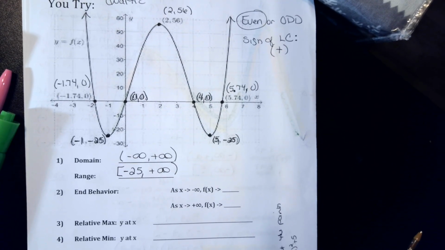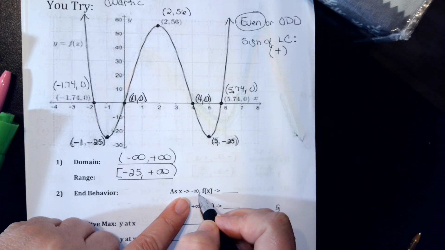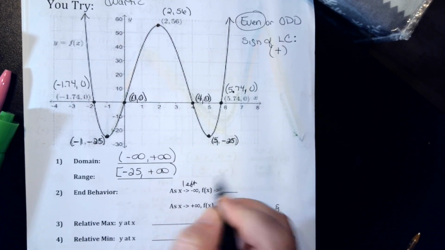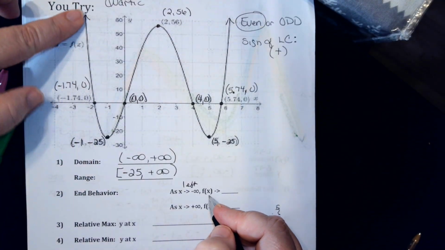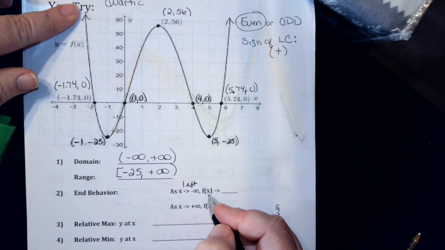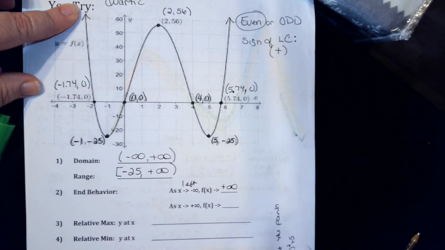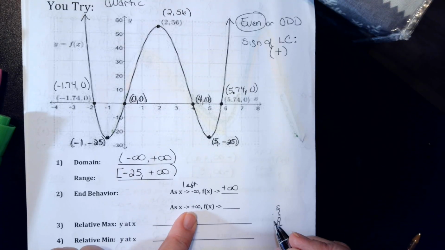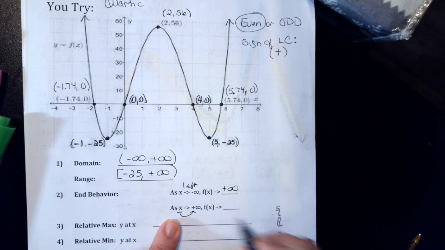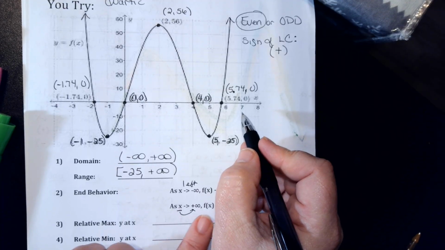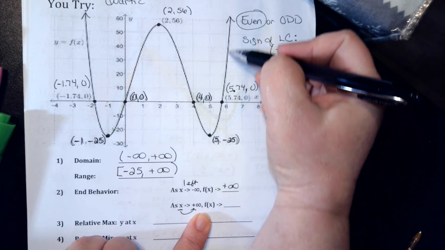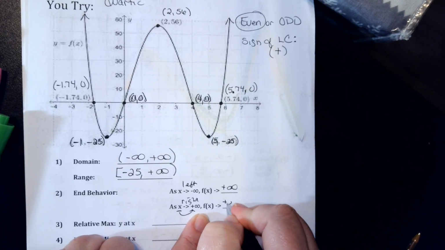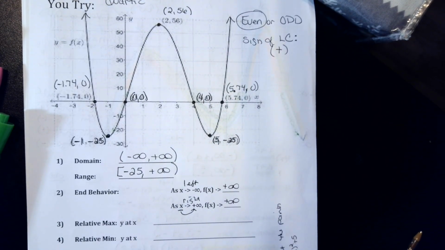For our end behavior, as x approaches negative infinity, which side of the x-axis is x negative? That would be the left side. So on the left side, what are your y values doing? They are going up forever, so they are approaching positive infinity. As x approaches positive infinity, where is your x positive? Well, it's on the right side, so this is saying, on the right side of your graph, what are the y values doing? The y values are also going up forever, so they're going to positive infinity.